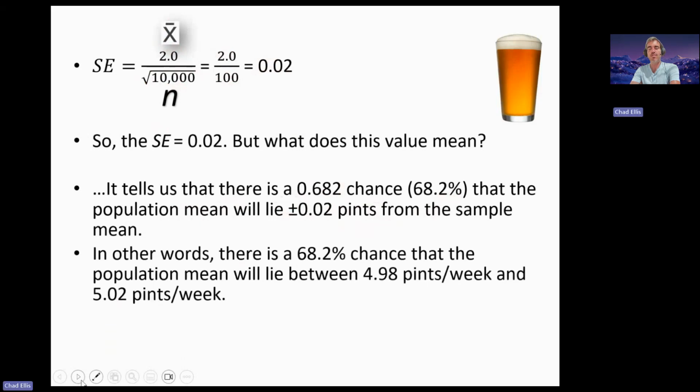Right? So in other words, there's a 68.2% chance that the population mean is going to fall somewhere between 4.98 and 5.02 pints per week. And how do we get those numbers?